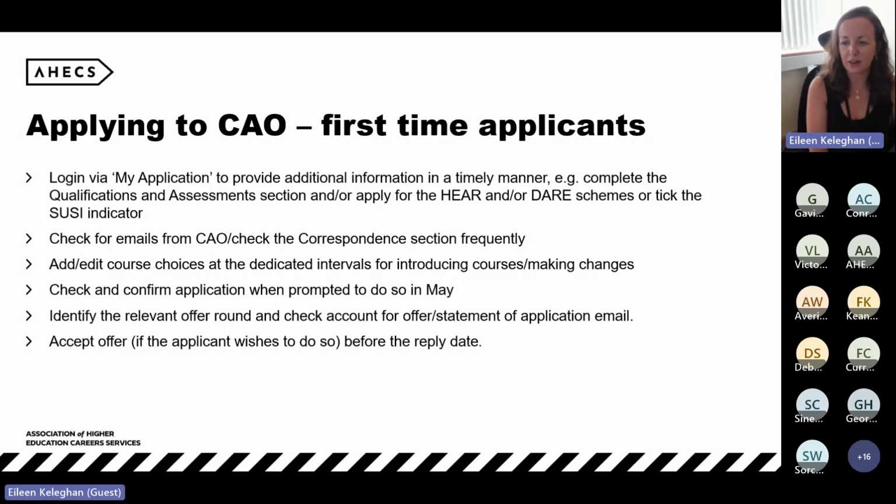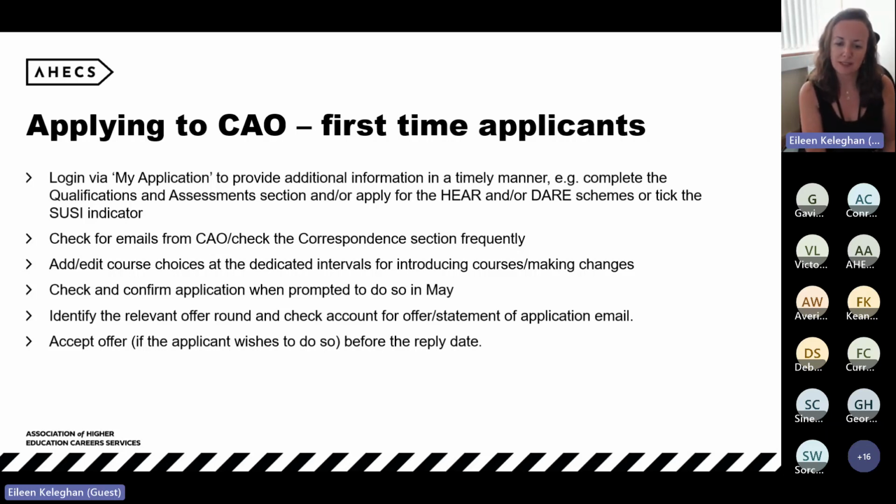They can then go in to add or edit their course choices at dedicated intervals for making changes or introducing courses, and I'll talk about those a little bit later on, just the various deadlines when you can make changes to your course choices. A really important one is to remember to check and confirm their account information when they're prompted to do so in May. So this is called the Statement of Application email. And it's basically an email asking the applicant to log in, go through all of their account information, check and double check that everything is correct and present. And if there are any errors, that is their opportunity then to rectify them in advance of the offers.